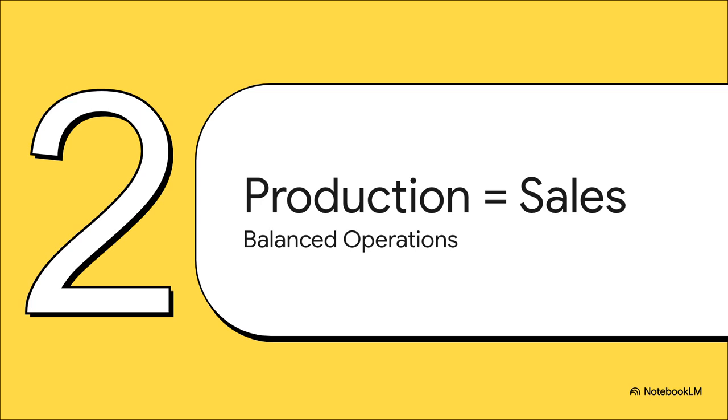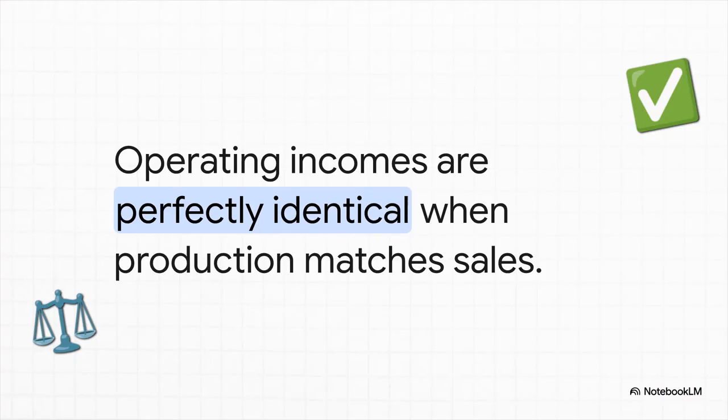Production equals sales. Now that we know the mechanism, that fixed overhead is basically acting as a wedge between the two methods, let's look at our first of 3 highly testable scenarios. When a company sells exactly what it produces during a period, there's obviously no change in inventory levels, right? So what does that mean for our income statement? It means the operating incomes are completely identical under both methods.